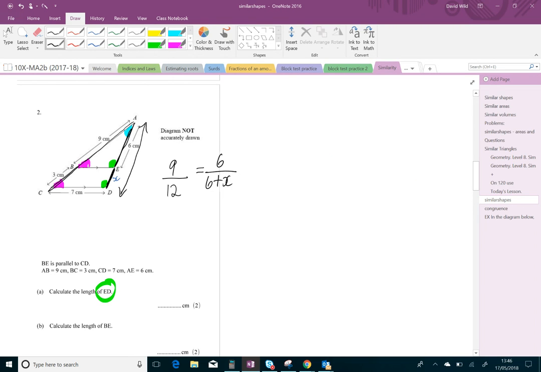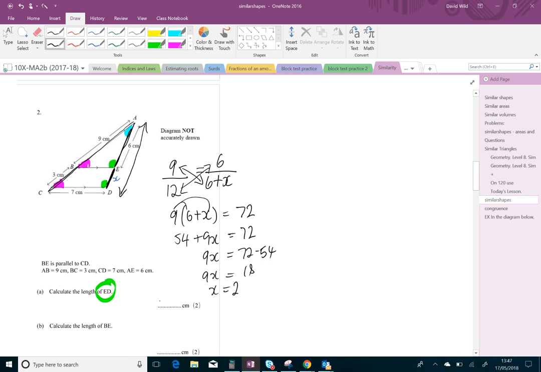All right, then we can just cross multiply. So we get 9 times 6 plus X, just cross multiplying, equals 72, 6 times 12. Multiply out the brackets now. 9 times 6 is 54, plus 9x, equals 72. Subtract 54 from both sides. 9x is 72 minus 54, so 9x is 18. So x equals 2.